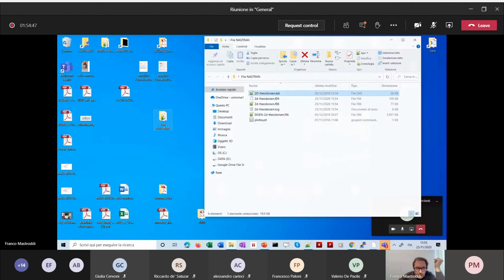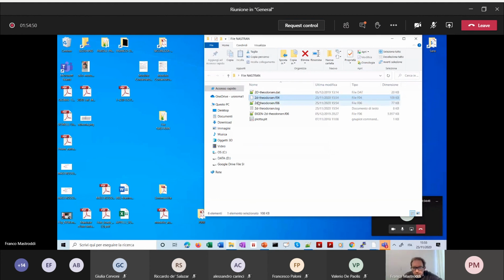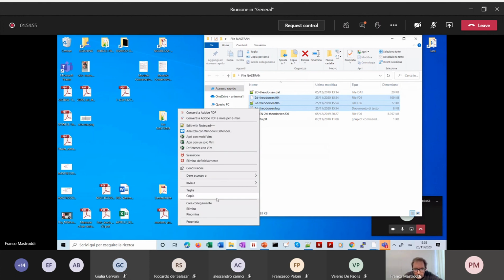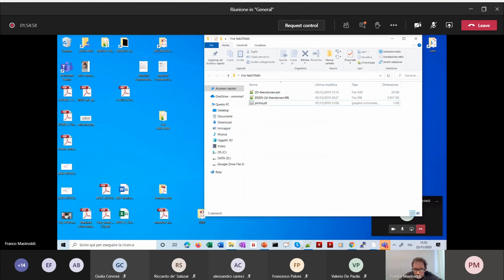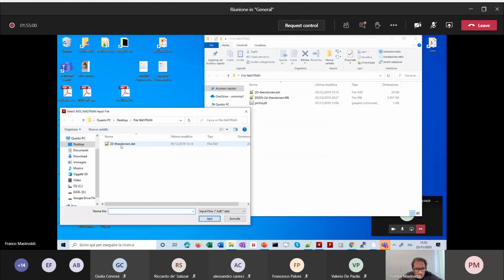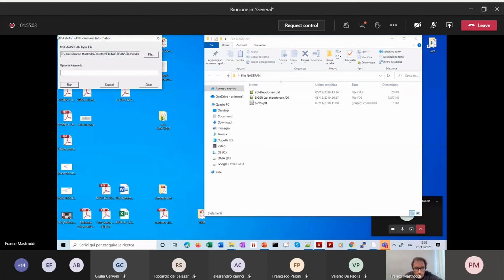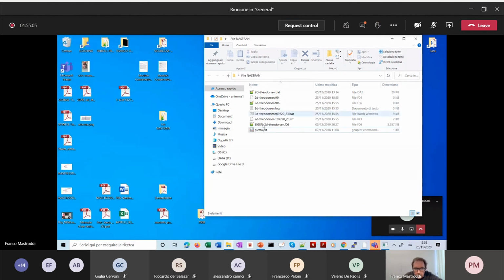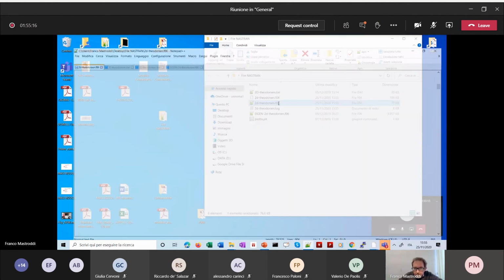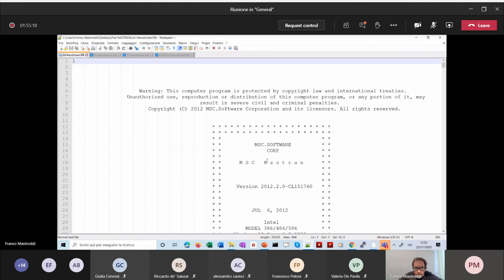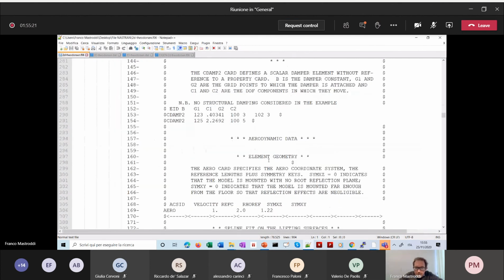This is the correct directory on my desktop. So I want to erase this file, and then Nastran icon, click, open, and launch. Look here, I have a generation file, and then the flutter analysis is completed. Okay, if you see the F06 output file, you have this output.